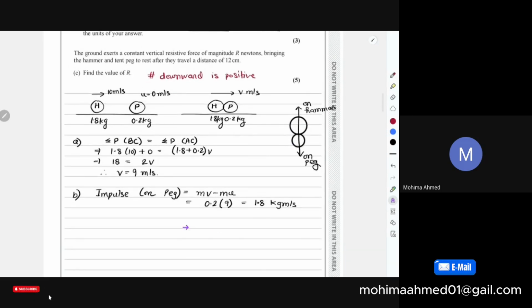So according to your maths calculation, I was looking for the impulse of your peg. So peg will have a positive 1.8 kg meters per second. Even though they never said to find the direction also, we can understand that it's going to be positive according to our calculation and assumptions. Is this clear?